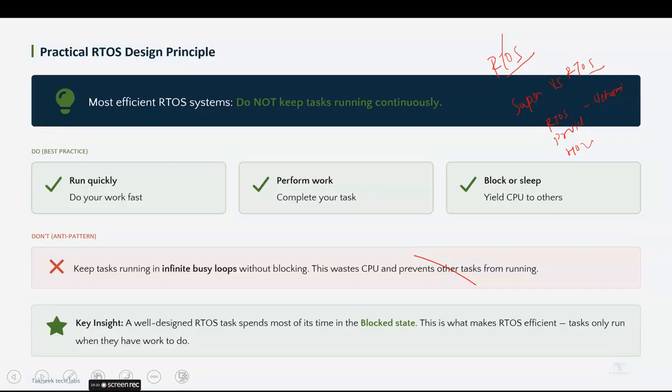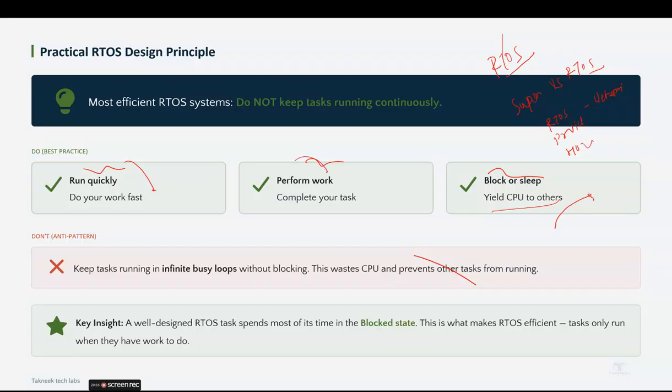Practical RTOS design principle. Most efficient RTOS systems do not keep tasks running continuously. Okay, so the best practice to design a task is: run quickly, perform work, block or sleep. What is block or sleep? We'll see that further. But you understand, okay? It came quickly, it worked, and it went to sleep.